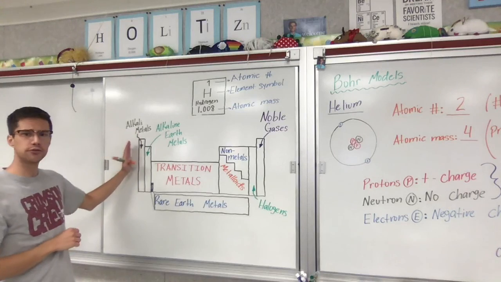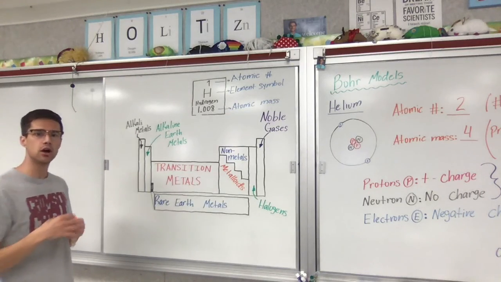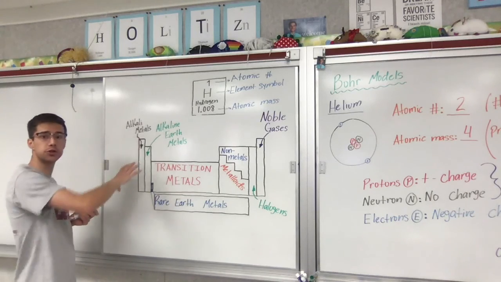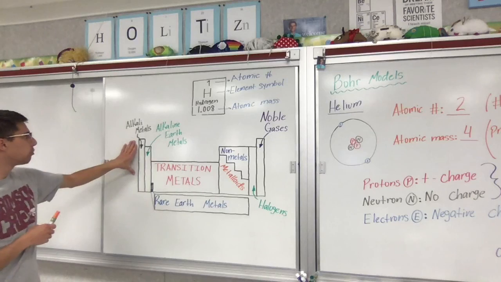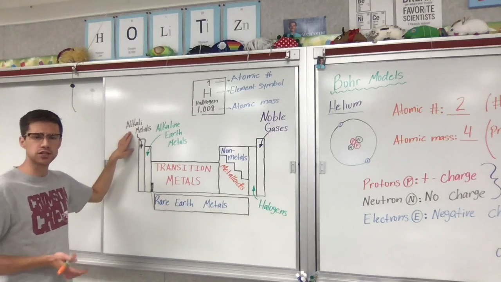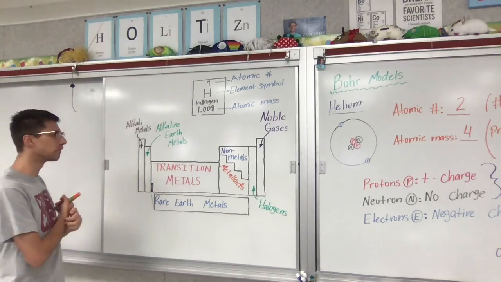But let's go through the different groups or different sections of the periodic table just so we have a good understanding of what categories of atoms are centered where. Group 1 is referred to as our alkali metals. You don't really need to know what that means, but that's their term. Just know that they're metals, and we'll talk about their characteristics later on this year.